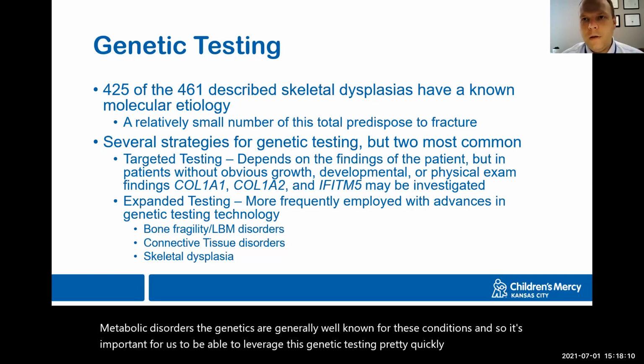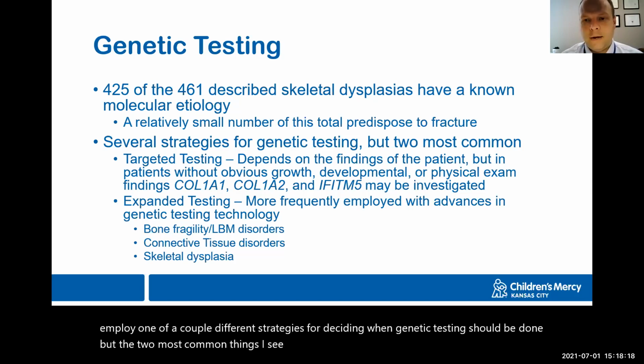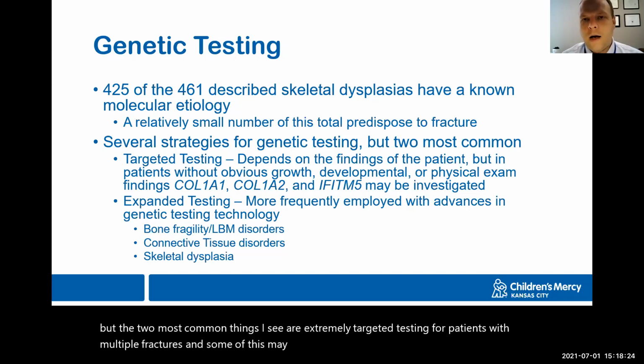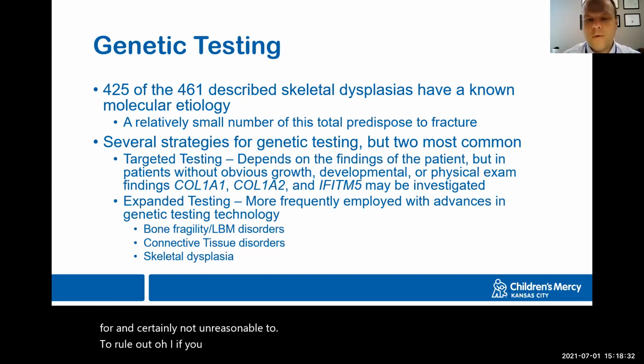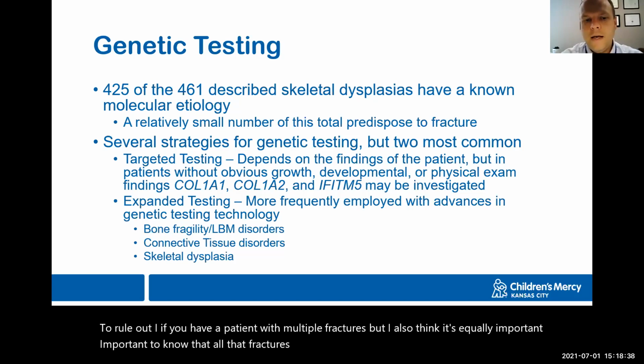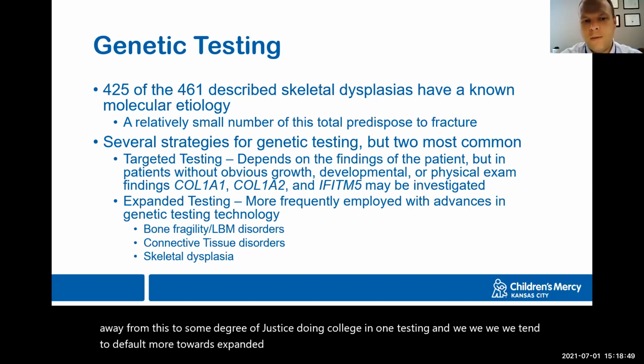And one might employ one of a couple different strategies for deciding when genetic testing should be done, but the two most common things I see are extremely targeted testing for patients with multiple fractures, and some of this may be done looking specifically for OI. It's certainly not unreasonable to rule out OI if you have a patient with multiple fractures. But I also think it's equally important to know that not all that fractures is OI. So I find that we're moving away from just doing collagen 1 testing, and we tend to default more towards expanded testing based on the phenotype of the patient.